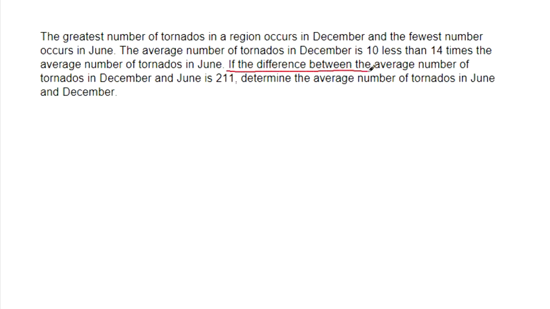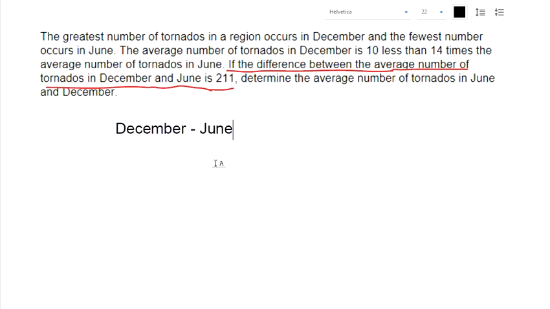If the difference between the average number of tornadoes in December and June is 211, I can make a sentence out of that. The difference means subtraction, right? And if I take December and subtract June, "is" means equals when we're translating. So I'm going to put equals 211. The difference between December and June is 211. So we can't solve that equation because we don't have just one letter going on, right?